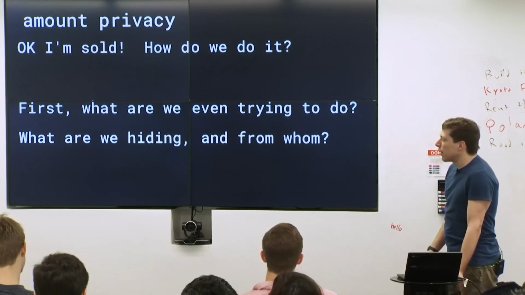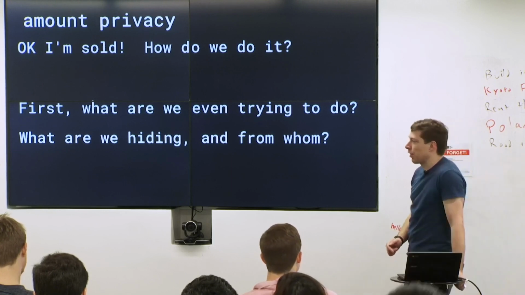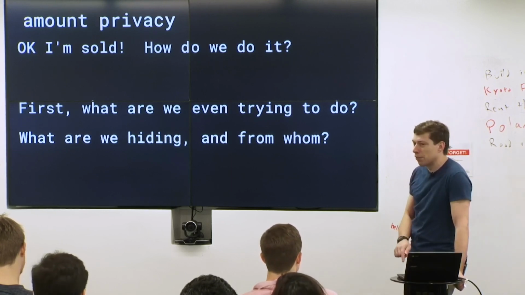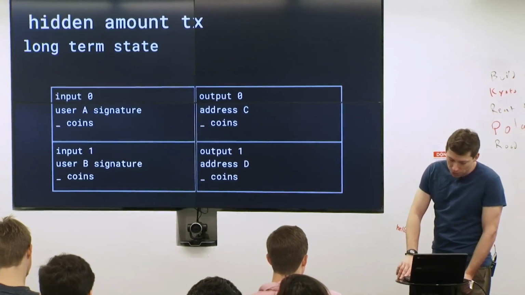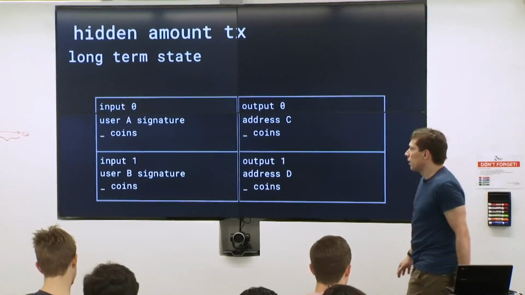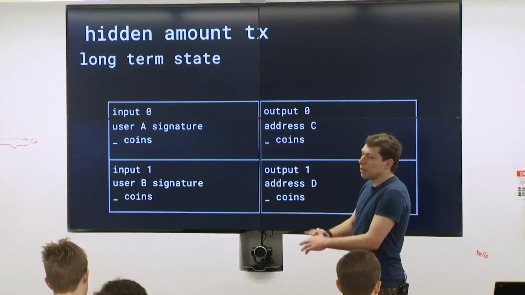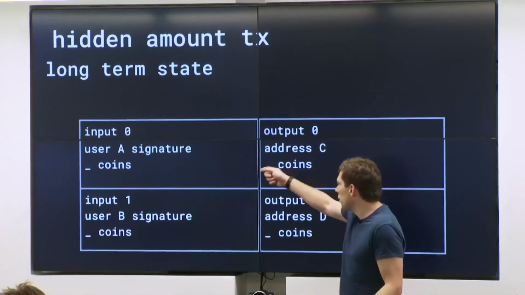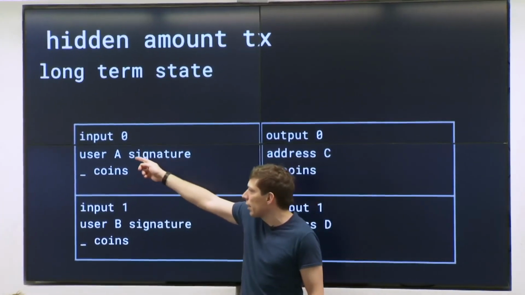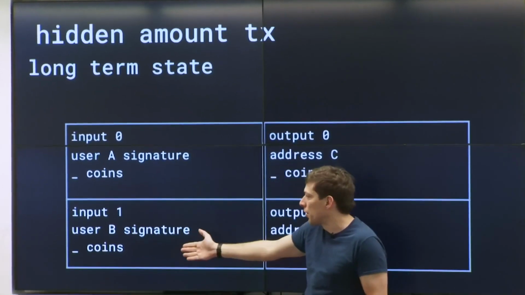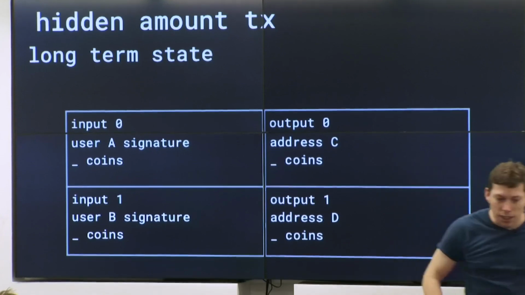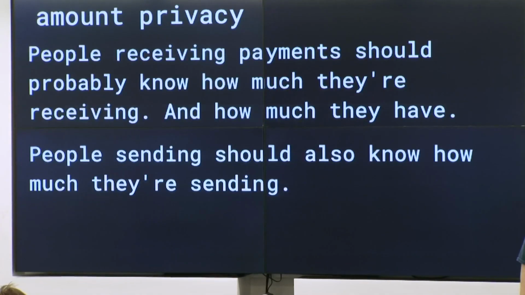Okay, first we need to define what exactly we are trying to do, right? What are we hiding from whom? Who knows what when, kind of thing. So the long-term state of the system: no one can see any of the amounts. It's just, okay, A is signed, signature from key A, signature from key B, some amount of coins. You don't see any of this. Okay, so that's the long-term state.